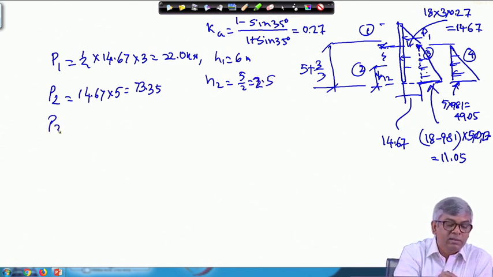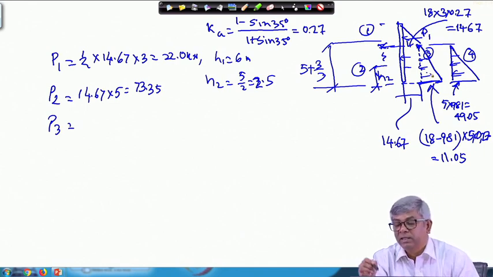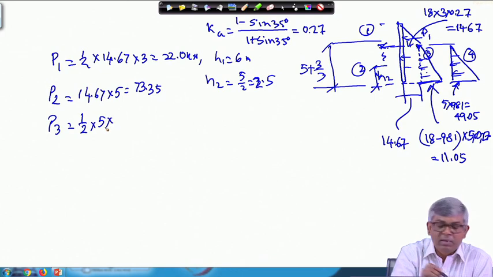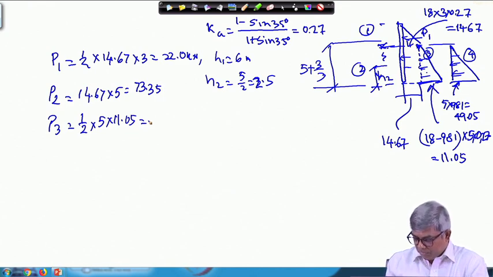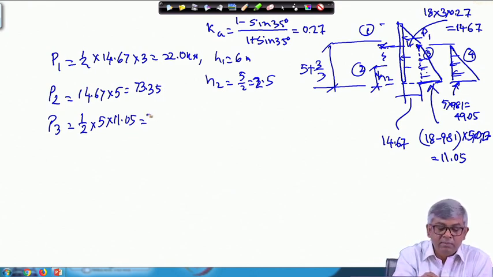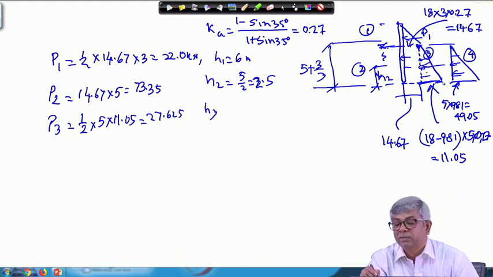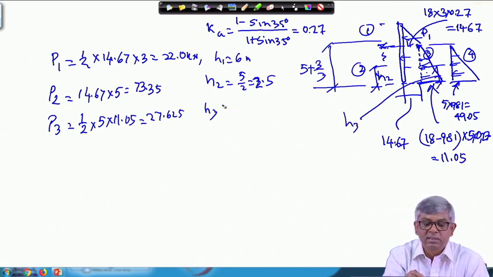Then P3 will be equal to this triangle, half multiplied by 5 multiplied by the base, 11.05. So this will be equal to 27.625, and H3, that means it is acting somewhere here. So this is H3. H3 will be equal to 1/3 of 5.